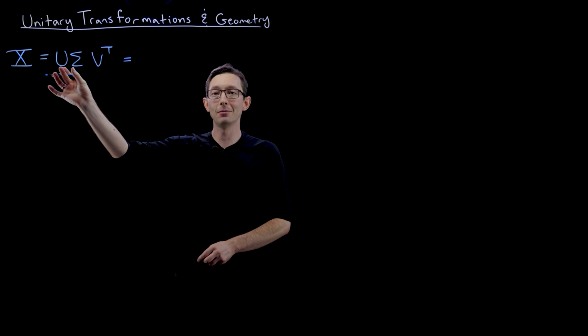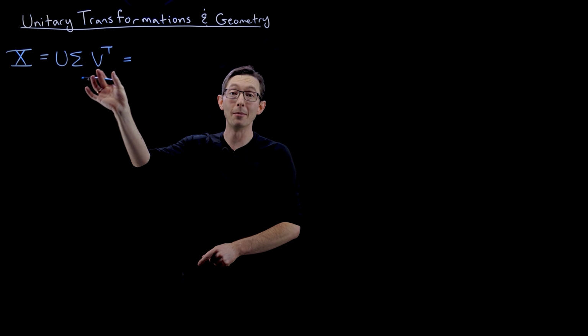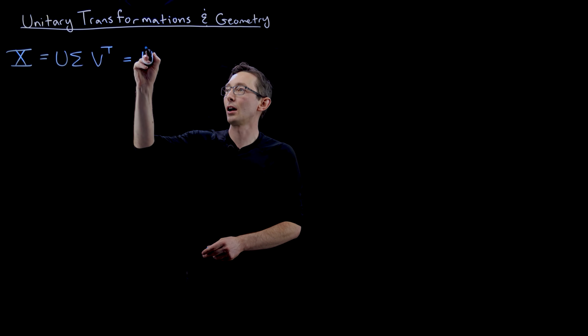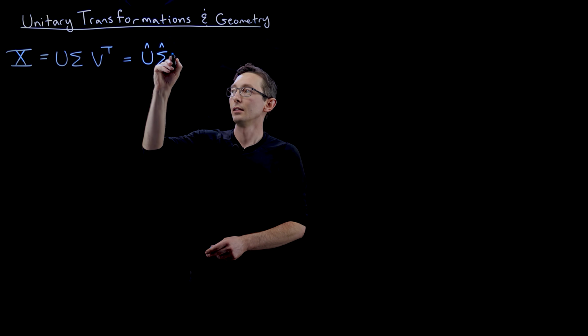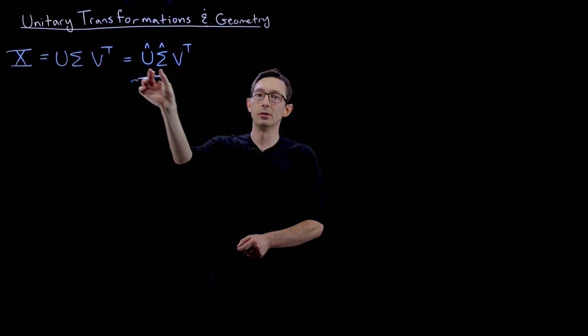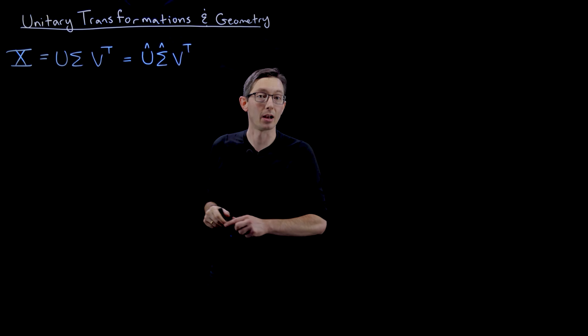So this is an n by n U matrix. This is an m by m V matrix. But I could also write this as the economy SVD like this, where this is just the first m columns of U and the first m by m subblock of sigma.